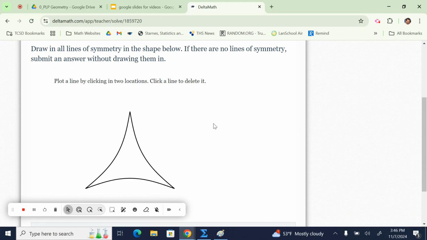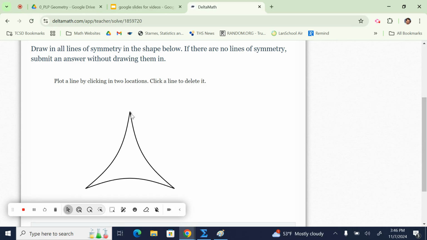So it says, draw in all the lines of symmetry in the shape below. If there are no lines of symmetry, submit your answer without drawing them in. So notice when I hover over it, the dot comes. Now, if I'm looking at this, to me, this almost looks like an equilateral triangle. You see how nice it is? So I'm thinking that this thing's going to have 3 lines of symmetry. Now, they don't need you to be perfect. It's just as good as you can.